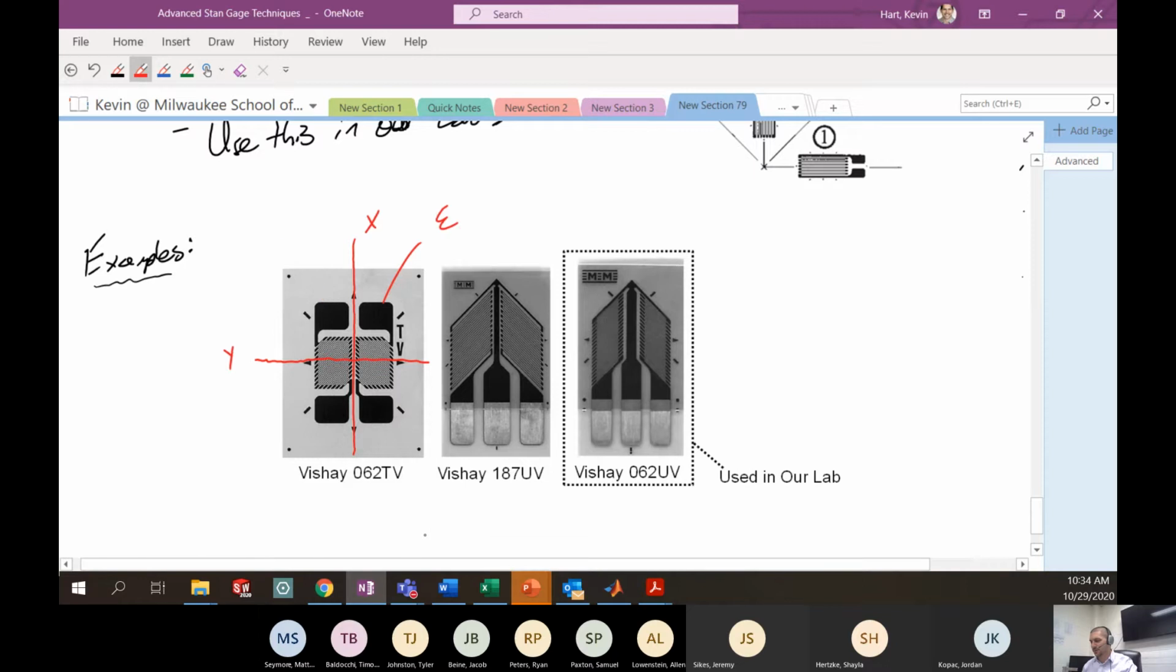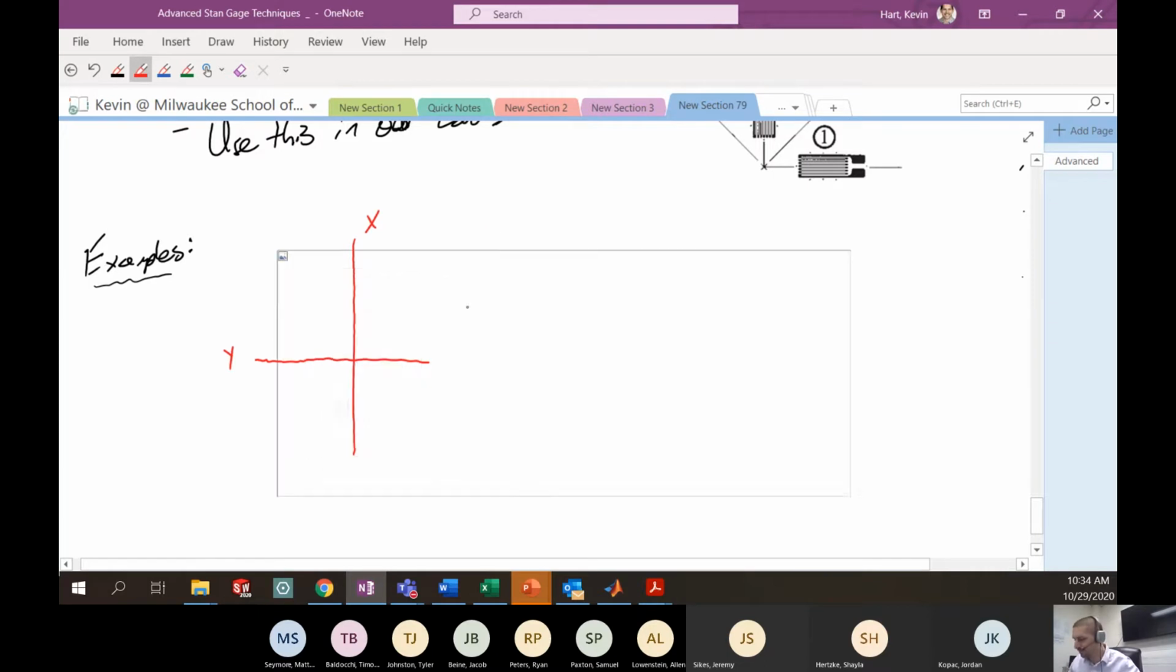Similar thing with this next gauge, but this one's a little bit more complicated because it's sharing a lead between two gauges. So, okay, here's maybe your axis of interest. You see this resistor at this plus 45 degree, this resistor here at this minus 45 degree angle. And in this particular situation, the two gauges are actually sharing a lead, right?